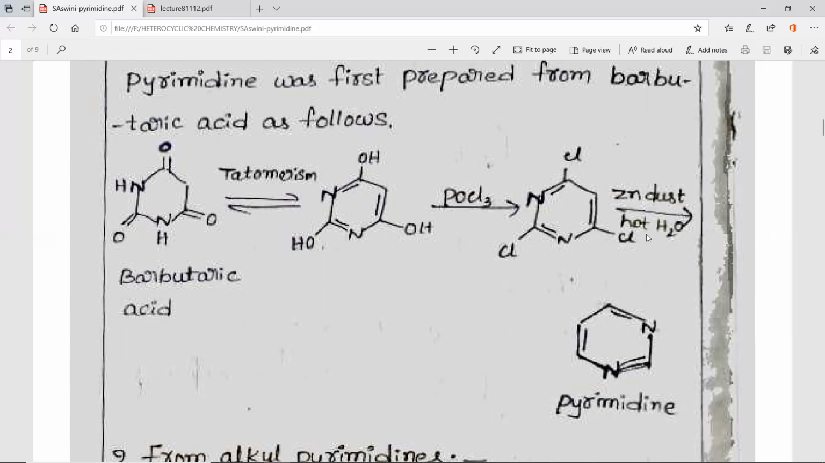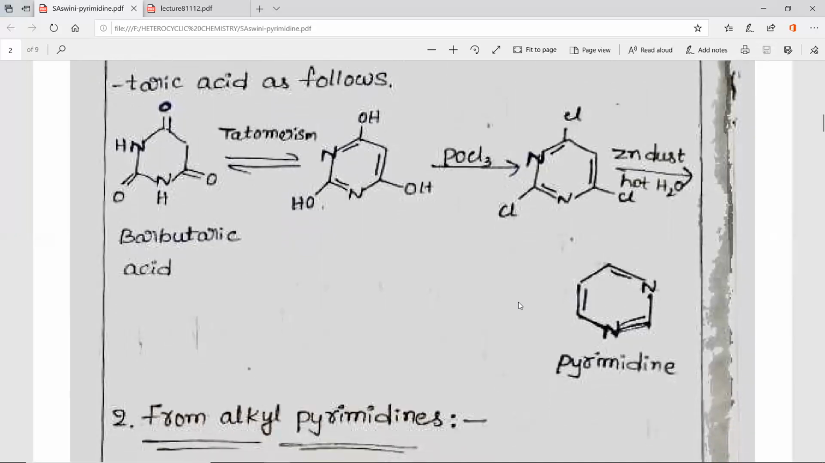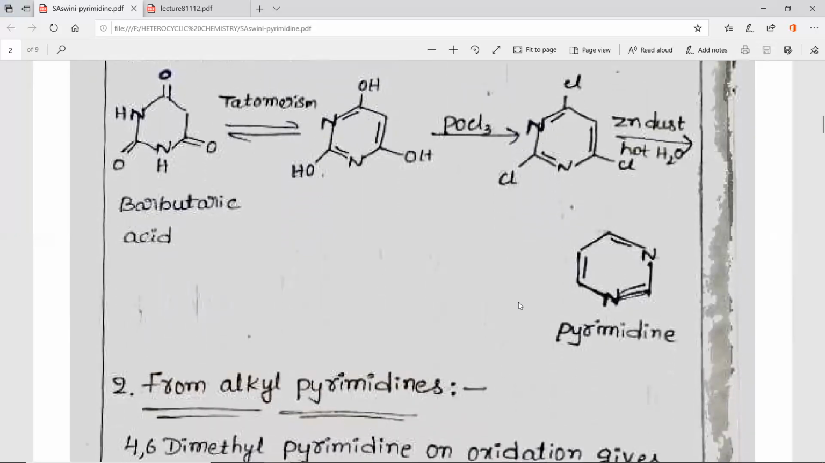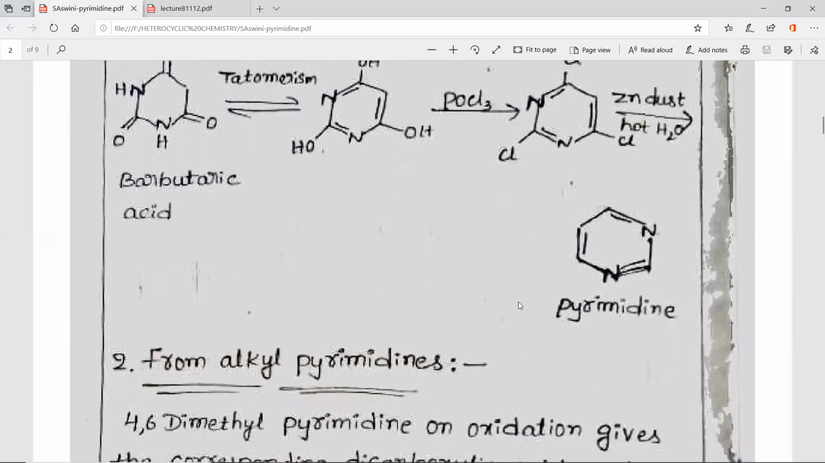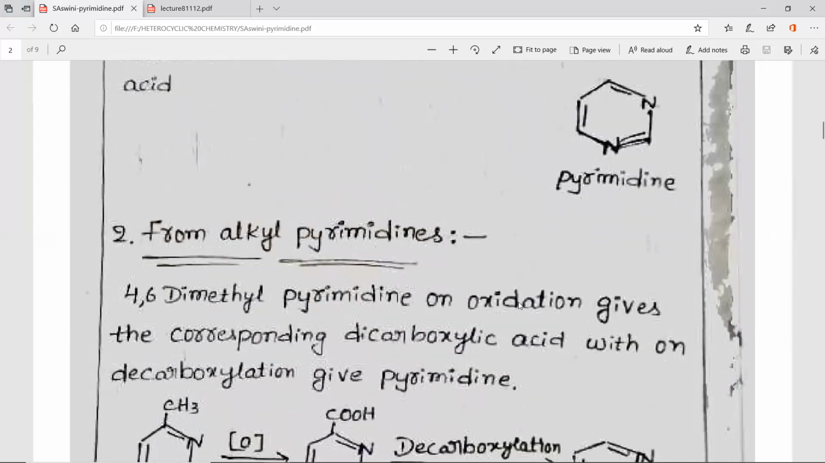on heating with zinc dust undergoes dehalogenation. So halogen atoms are removed. It forms pyrimidine. Next, from alkyl pyrimidines.